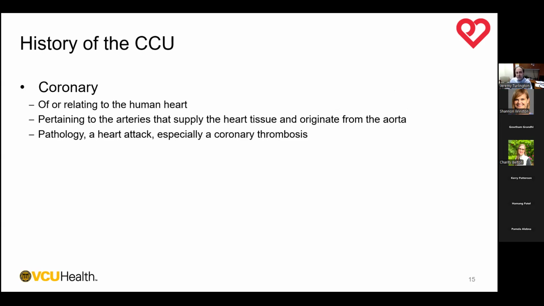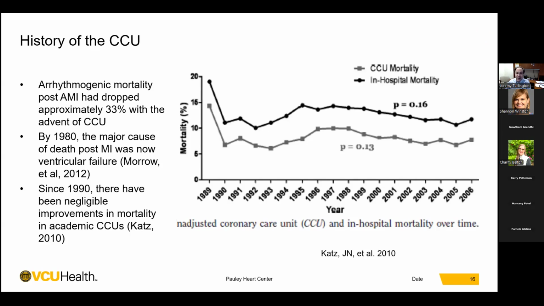So not only talk about history, let's talk about the titles and where these things come from. So again, it's initially a coronary care unit relating to the human heart, but more specifically to the coronary arteries, and really dealing with pathology, mainly acute MI, heart attack, from a coronary thrombosis. We know the current CICU is not like that. Well, what we know, again, is I've told you that arrhythmogenic mortality dropped by about 33% with the advent of the CCU. But by 1980, the shift had gone into more of a cardiogenic shock and ventricular failure.